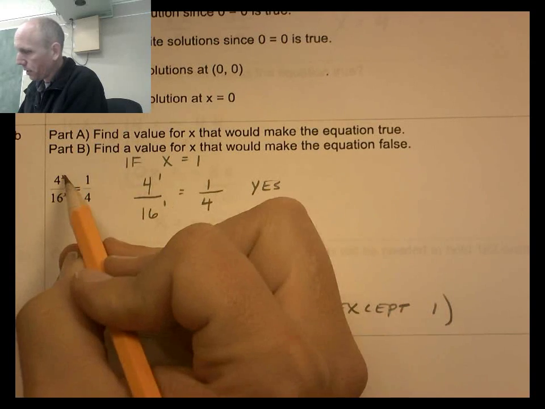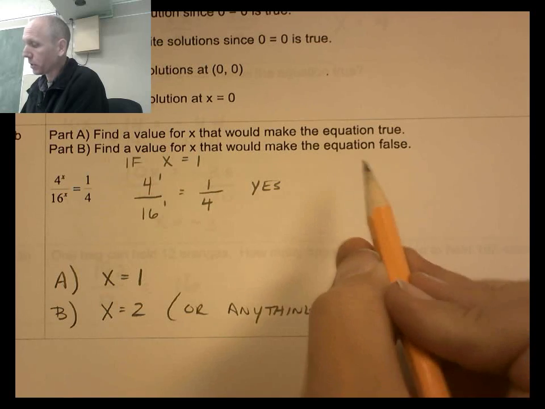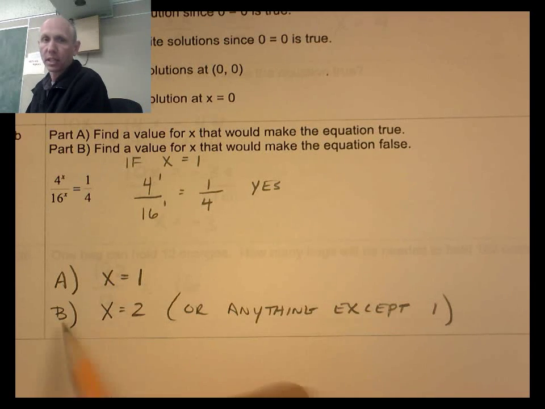Find a value for x that makes this work, and then one that doesn't work. So if x is 1, this would be 4 over 16, which is 1/4. If x is 1, it works. So x equals 1 works. Anything else doesn't work. So x equals 2 doesn't work.